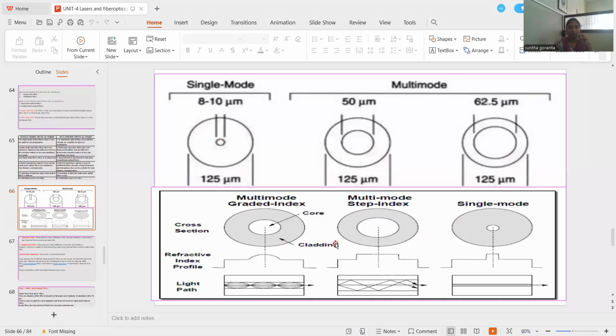In step index optical fibers, the refractive index throughout the core is the same, that is unity. The refractive index is the same throughout the core, and the refractive index decreases from core to cladding in the form of a step. See in the diagram, in the form of a step. So that's why these are called step index optical fibers.